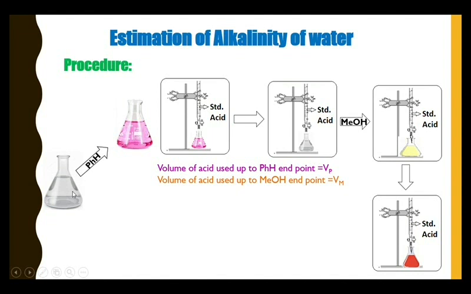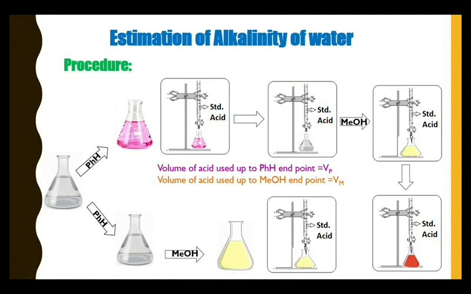There is one more possibility: even after the addition of phenolphthalein, if the solution doesn't change to pink, it indicates the absence of OH⁻ and CO₃²⁻, because phenolphthalein does not identify substances whose pH is less than 8.3. Only OH⁻ and CO₃²⁻ will have a pH more than 8.3. Therefore, under this condition, we need to confirm whether bicarbonate is present or not, so add methyl orange. If it turns yellow, then bicarbonate is present. Then continue the titration with the same standard acid till the color changes to reddish orange, and note down the volume of acid used up to the methyl orange endpoint as Vm.